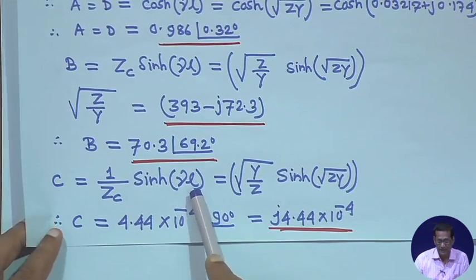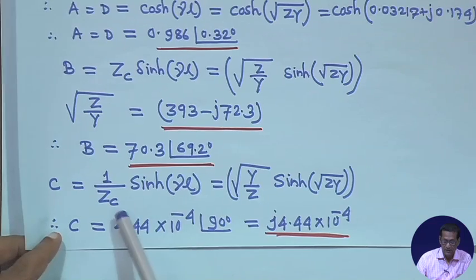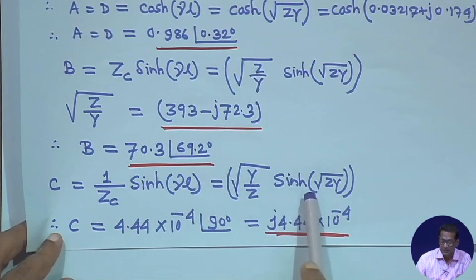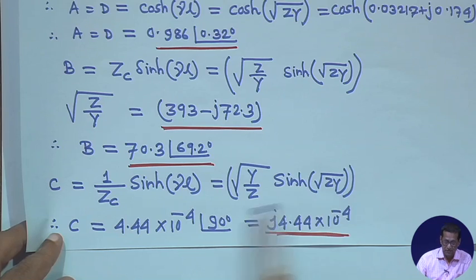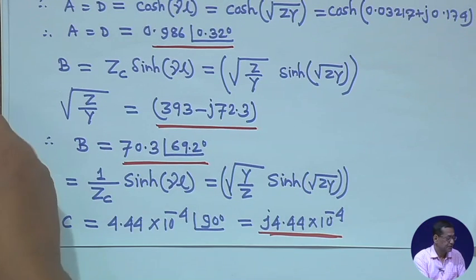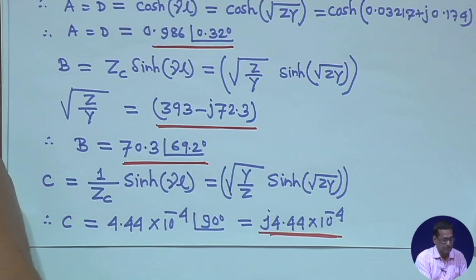And C is equal to 1 upon ZC sinh γL. So, it is root over Y by Z, capital Y by capital Z, sinh root over ZY. If you substitute all these values, you will get C equal to j 0.44 into 10 to the power minus 4. So, that is all the ABCD parameter computation for the long line.